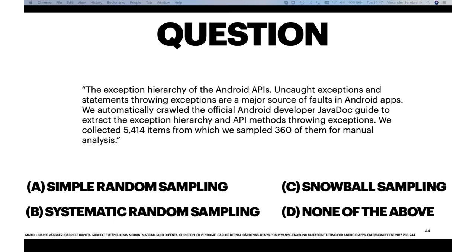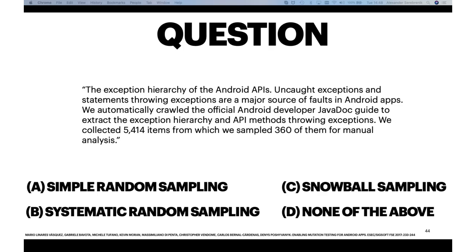So it's interesting that all answers have received at least some support. One person believes that it's snowball sampling, 2 people believe that it's systematic random sampling, the majority believes that this is simple random sampling, and finally the last group believes that this is none of the above.